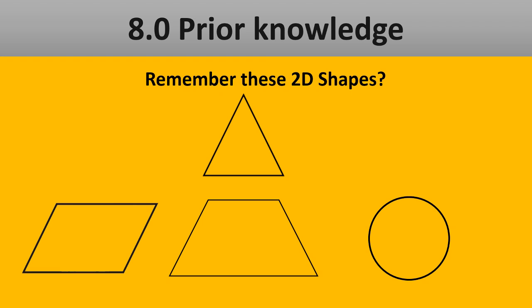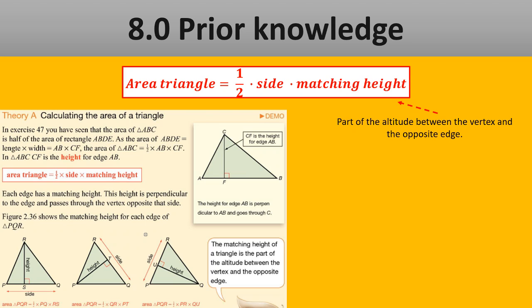This is going to be key knowledge for the rest of this chapter as well, so if you still have trouble or don't remember the areas of those forms you see right here, for example a triangle or a trapezium, a circle, please watch this video carefully. We'll be going over them in this order as well. So we start with the area of a triangle.